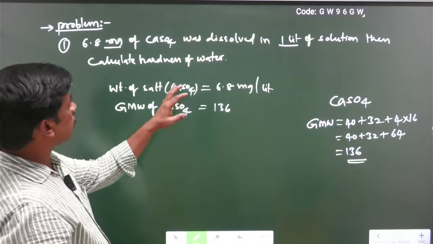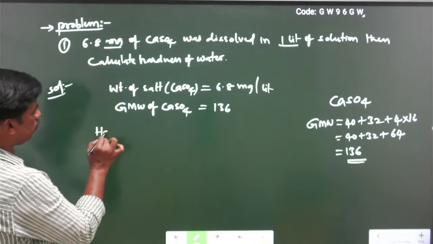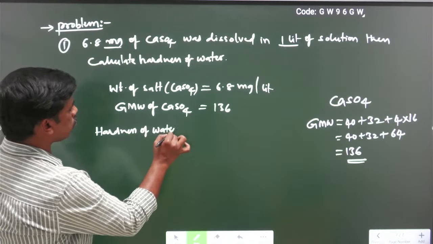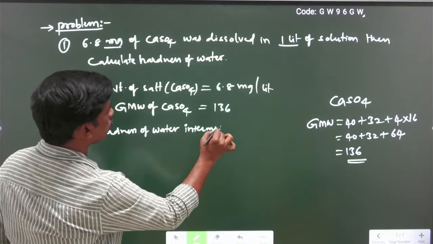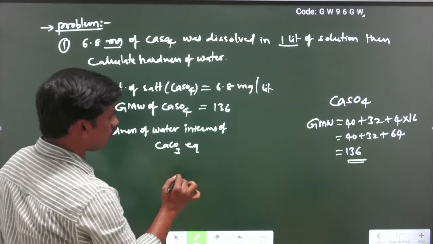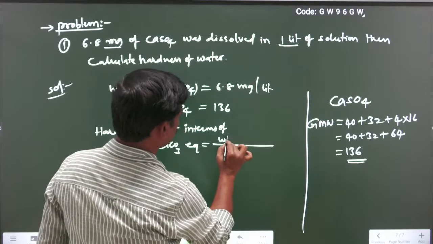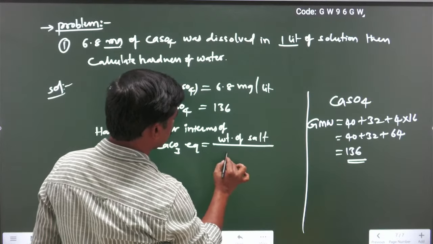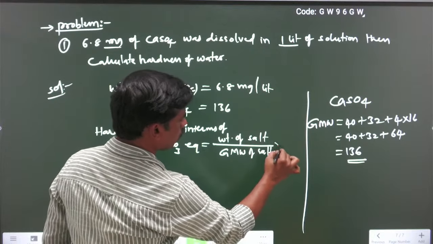Here what is the formula for calculating hardness of water? Here I am writing hardness of water in terms of CaCO3 equivalents is equal to weight of salt divided by GMW of salt into 100.